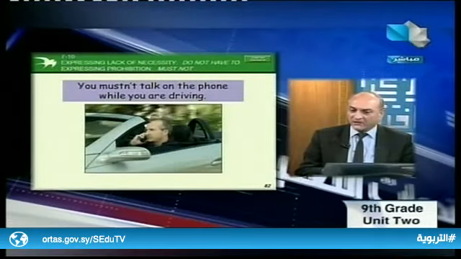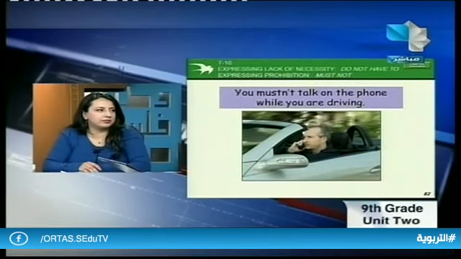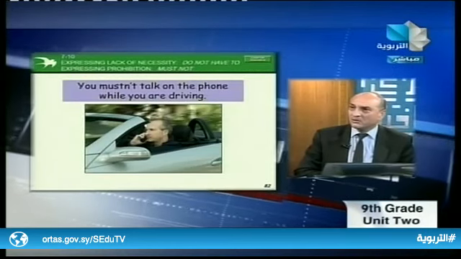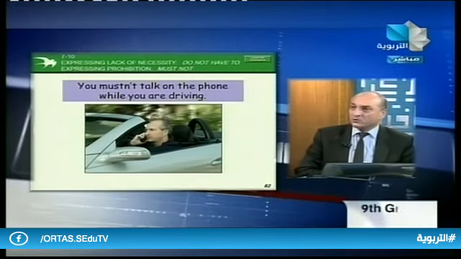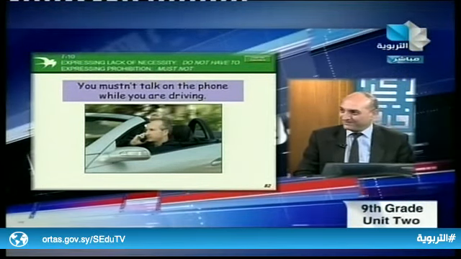You mustn't talk on the phone while you are driving. Here is another case, a different one: prohibition. So here mustn't is used to express prohibition. It's forbidden to talk while you're driving. It is not allowed. But you know they do that all the time. For example, smoking in my room is prohibited. You mustn't smoke in my room. If you want to smoke, you can go outside, maybe to the balcony. We mustn't use the mobile while driving.